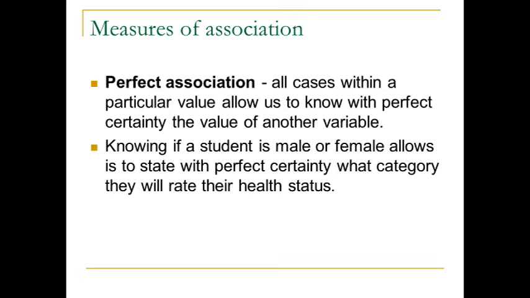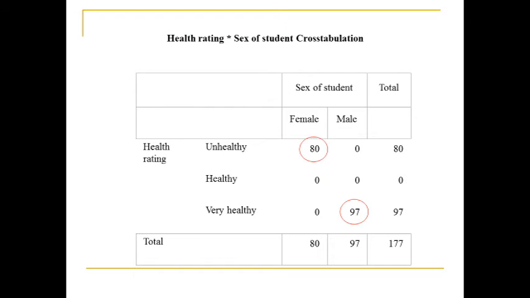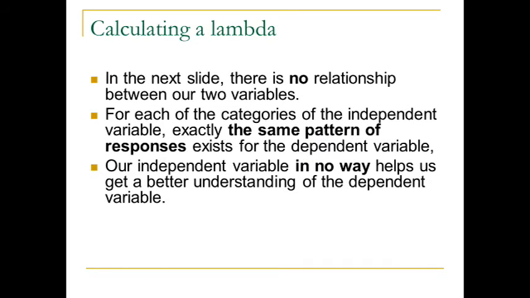The assumption here is that all cases within a particular value allow us to know with perfect certainty the value of another variable. In this case, we're going to pretend as if knowing a student is male or female allows us to state with perfect certainty which category they will rate their health status. Now you'll notice here that we've basically turned the modal category from the previous distribution into an entirely perfect association. In the next slide, we'll assume there is no relationship between our two variables.